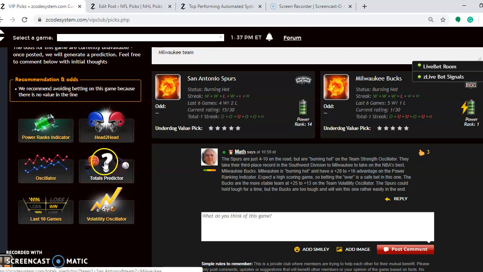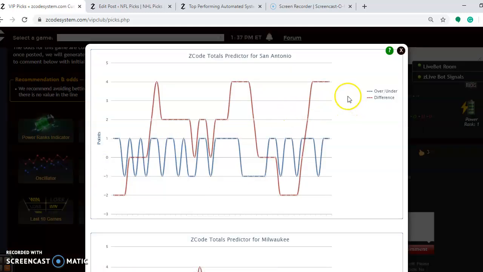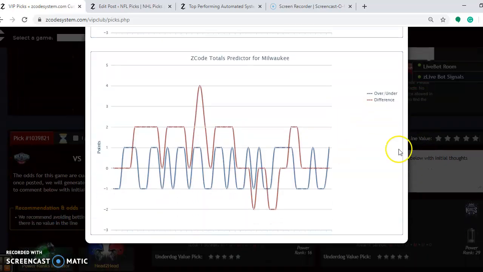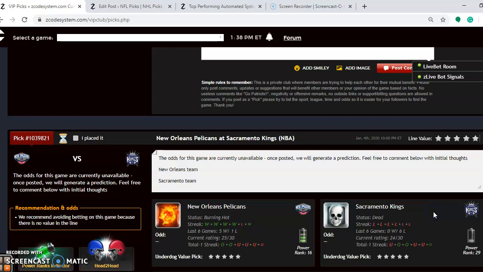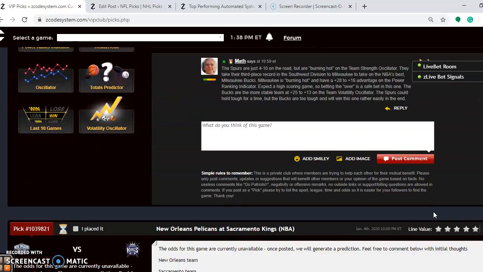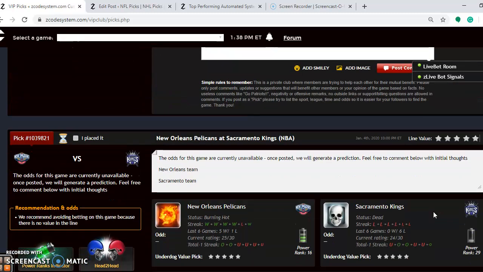If you want to look at the over-under, look at this. San Antonio is playing in games well over the line, the red compared to the blue. Milwaukee is playing in games trending under the line, however, but just slightly, so I would actually consider betting the over on this one. As far as who's going to win the ball game, the Spurs could hold tough for a while, but in the end, the Bucks are just too good, too talented, and they will win this one rather easily when all is said and done at the very end.